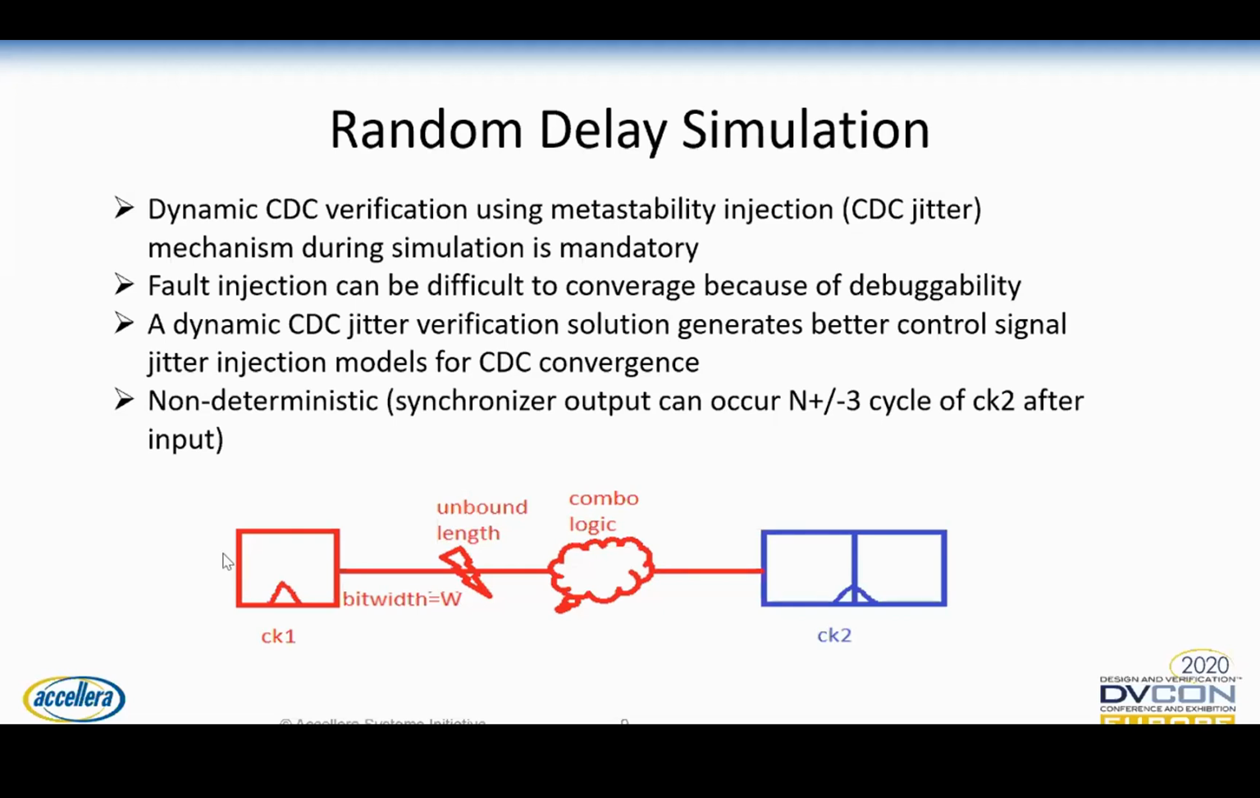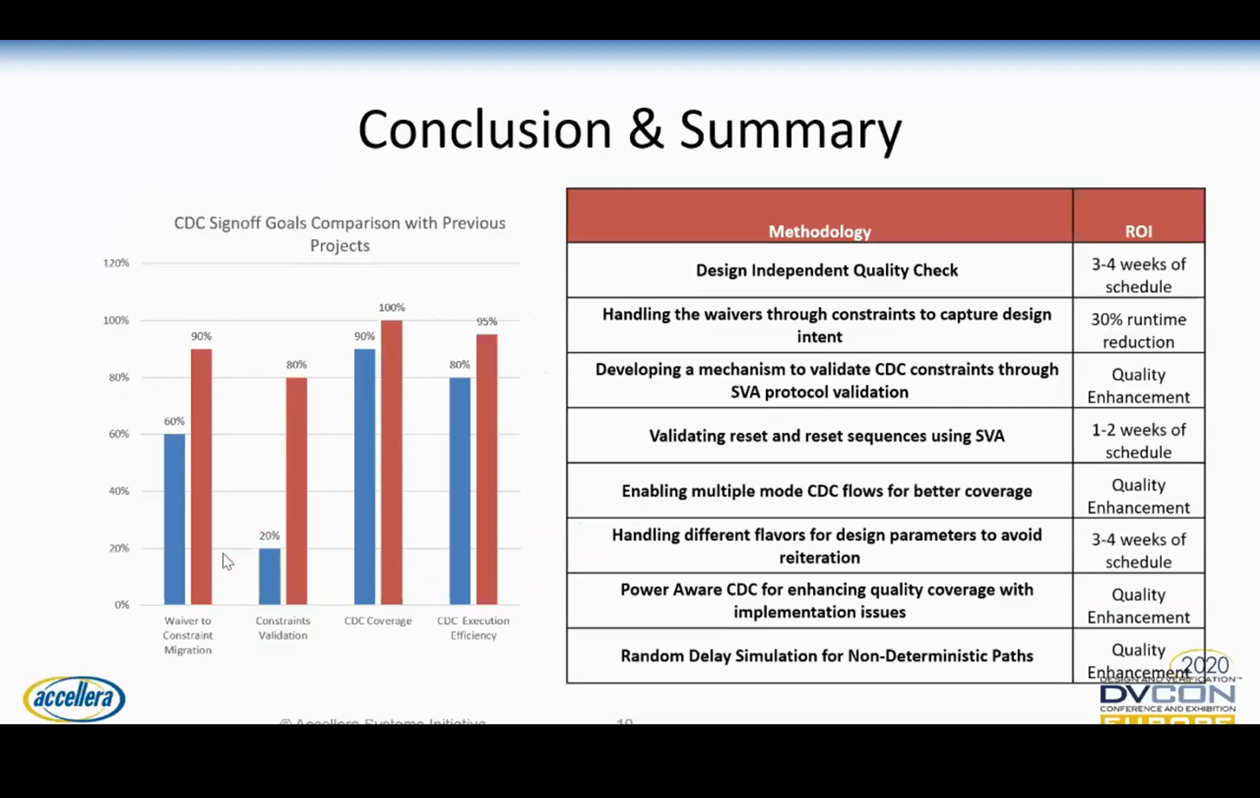So that is the reason this dynamic jitter solution generates a better control signal jitter injection model for CDC convergence. And also when we do the random delay simulation, we ensure that the synchronizer output, I mean, we are actually checking with n plus 3 to n minus 3, where n is the destination clock. Random delays are actually checked for all the destination combinations of the cycles, right? So that is how the solution is actually taken care of.